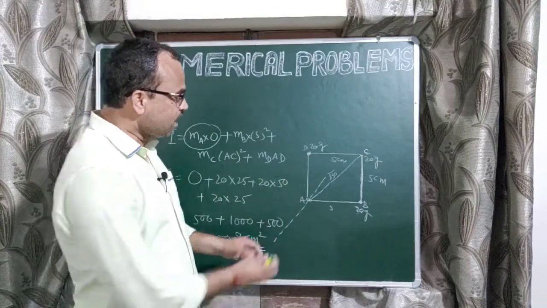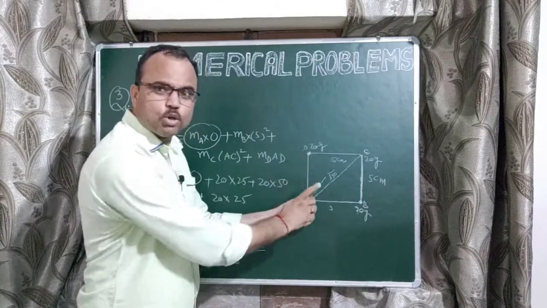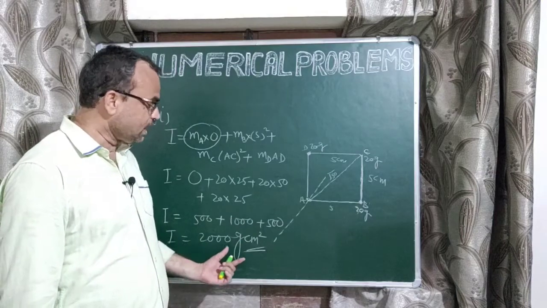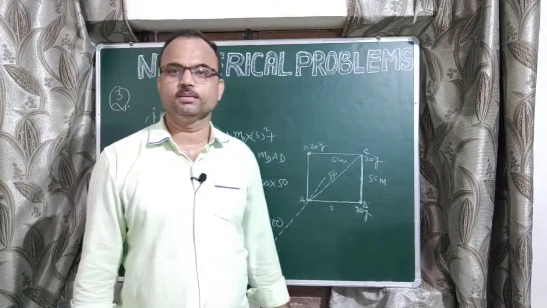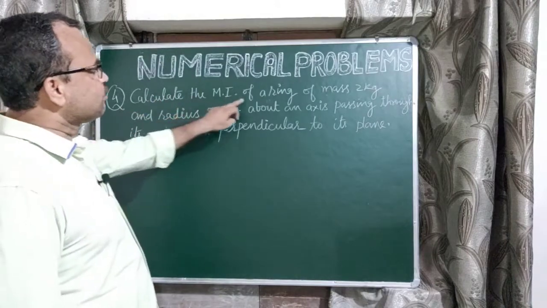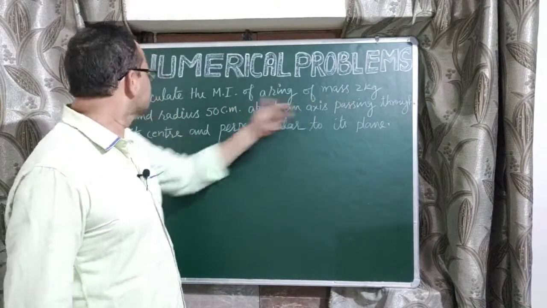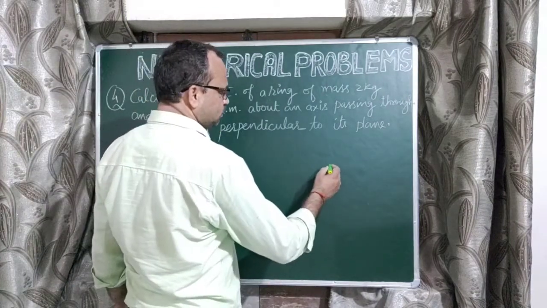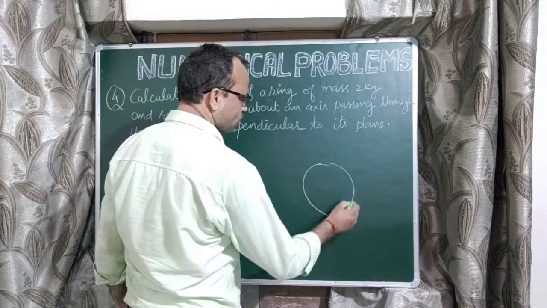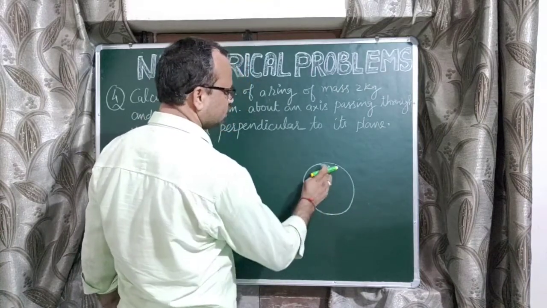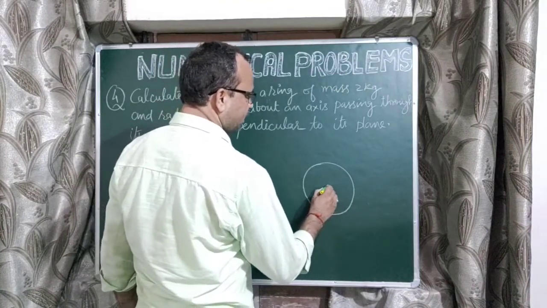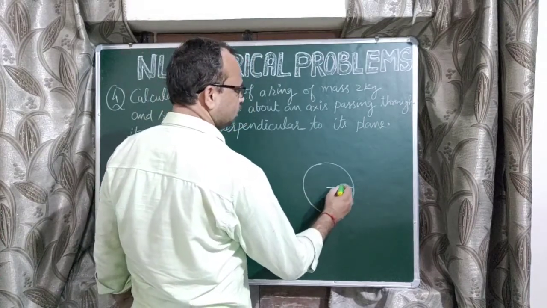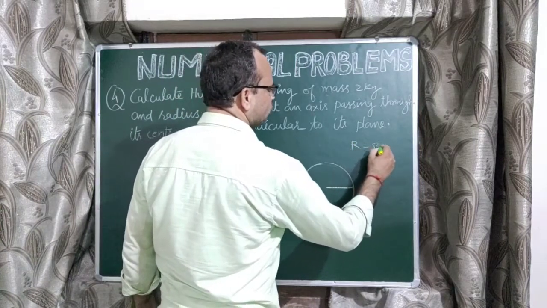When the axis passes through point A and is perpendicular to this plane, then the moment of inertia is 2000 gram centimeter square. Now see question number 4. Calculate the moment of inertia of a ring of mass 2 kg, radius 50 centimeter. Suppose this is a ring, and the radius of this ring is 50 centimeter.